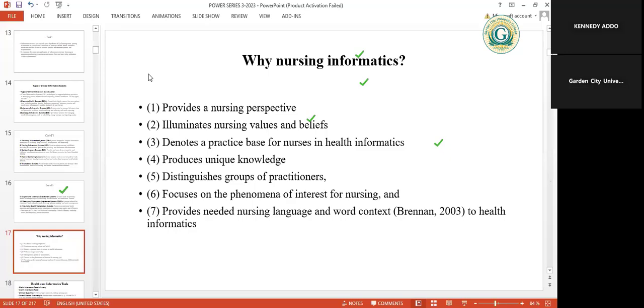Nightingale from day one even made an attempt to see how best they could use an efficient system to organize nursing information, because they noticed information was becoming too voluminous and was becoming something like a workload. So they needed to use an efficient system to organize nursing information.